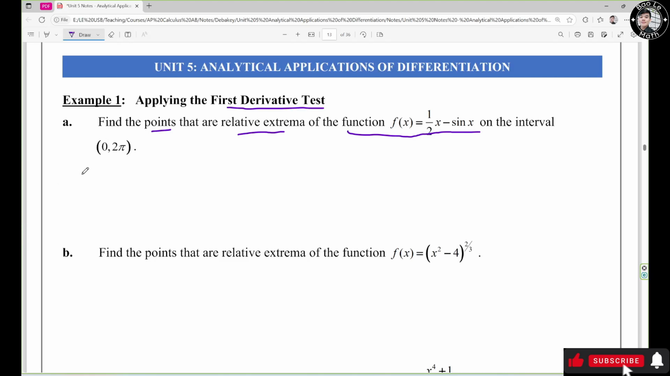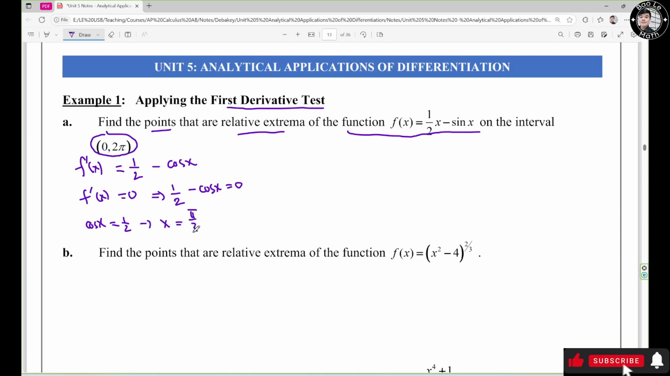Alright, so what you need to do is find the first derivative. So we have f prime of x is going to be 1/2 minus cosine x. And you let the first derivative equal 0, and it's going to be 1/2 minus cosine x equals 0. This is the same thing as cosine x equals 1/2. Now remember that the domain is from 0 to 2 pi. So this turns out to be x equals pi over 3 and 5 pi over 3.